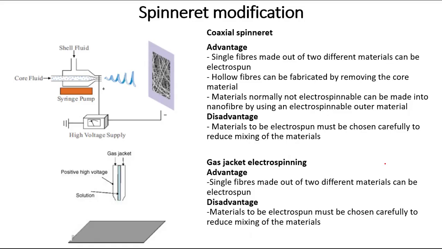Okay. Gas jacket electrospinning: a single fiber made out of two different materials can be electrospun by modifying the spinneret. And for the materials to be spun here also, if it is coaxial or gas jacket electrospinning, you need to make sure the two materials won't get mixed during the spinning.